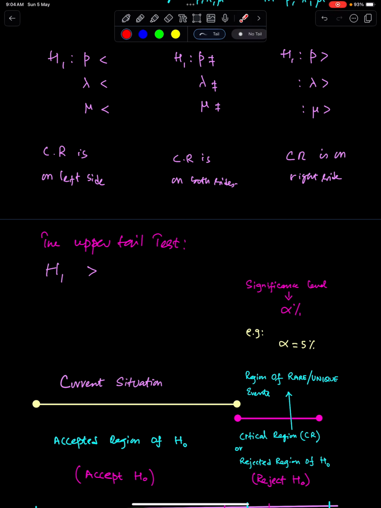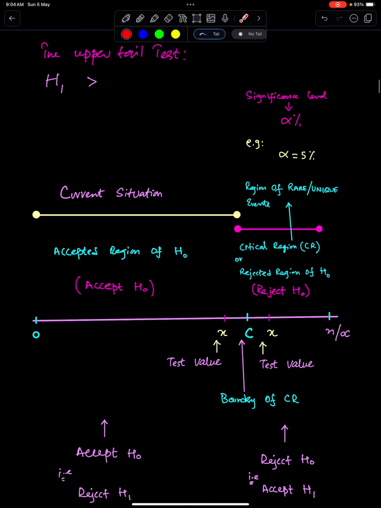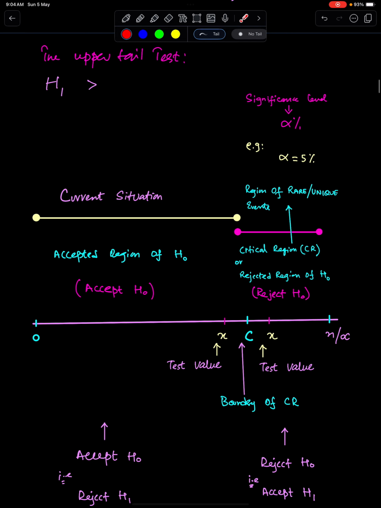So when H1 has a greater sign, then we perform the upper tail test and the critical region is on the right side. Here is the critical region. I'm taking binomial distribution as a model. Now this is the boundary of critical region, and this is the critical region.